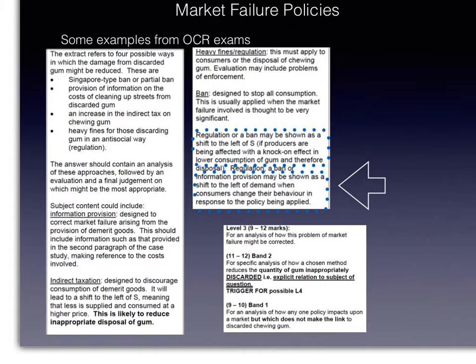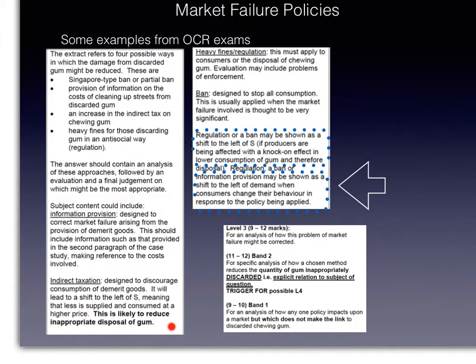So this was a particular example about the problem of chewing gum being discarded, and so they gave you 4 different options to consider, and they said in terms of analysing this before you make a judgment as to which is the best one, you really have to say, for example, with indirect taxes, have a look at this, it says that the indirect tax will lead to a shift of the supply curve, less is being supplied and consumed, and therefore that will reduce the inappropriate disposal of gum.